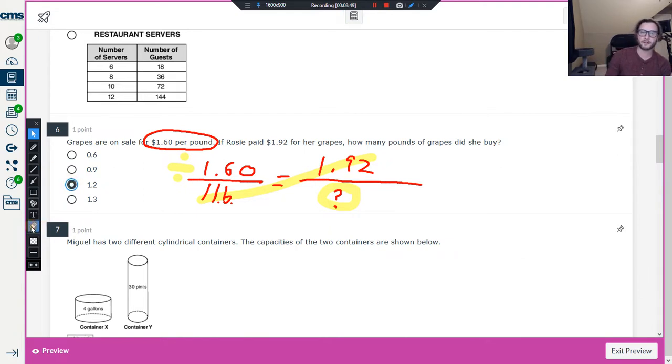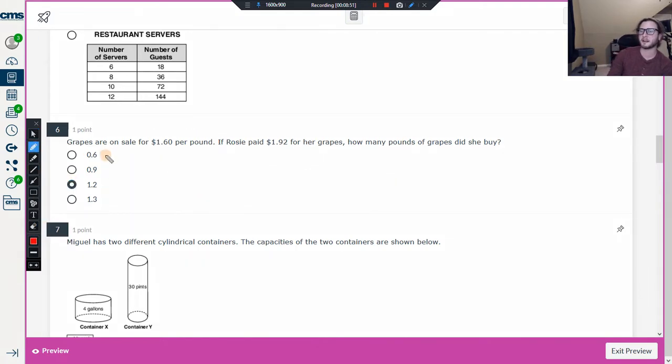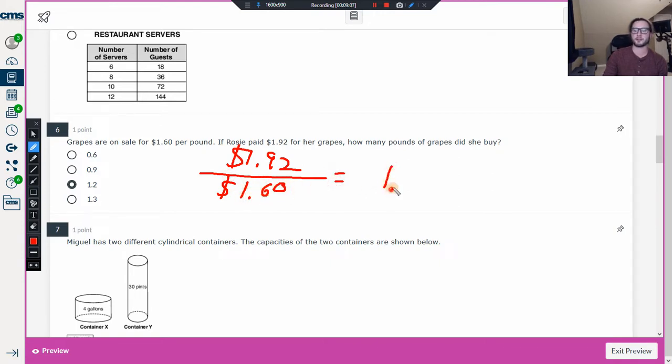The other way you could have solved this problem is just by skipping the proportion and dividing. We know her total, which is $1.92. If we divide that by the unit rate, which is $1.60 per pound, this would have given me the same answer of 1.2. Both of those methods of solving number 6 do work.